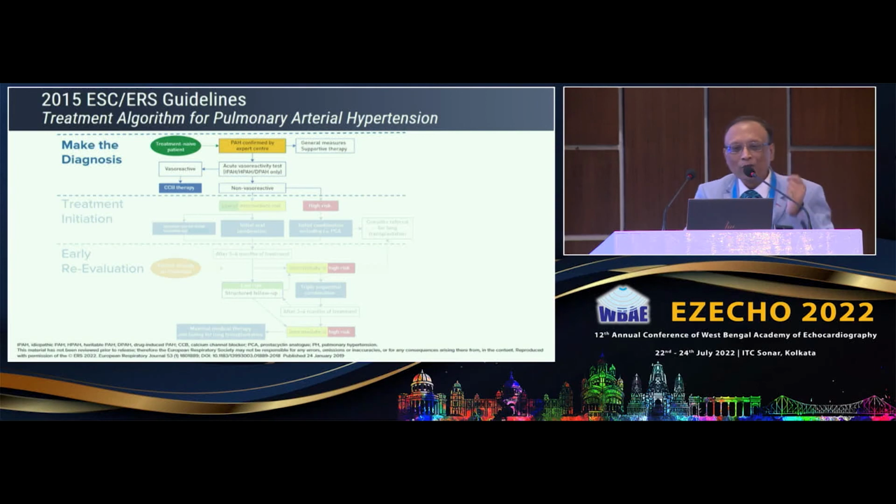When you make the diagnosis, it's very important that first you have to do a vasoreactivity test. If the vasoreactivity test is not done, then you cannot proceed further according to the treatment algorithm. But the vasoreactivity test is not done in clinical practice by everybody all the time. Probably that may be the reason, but I do not know why macitentan underperformed.